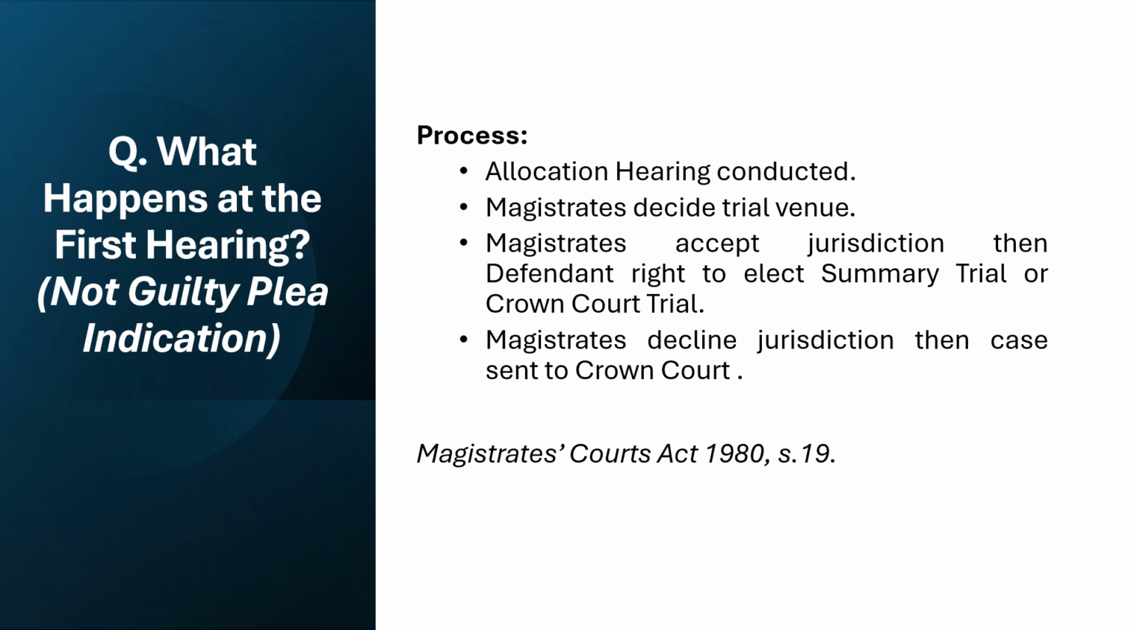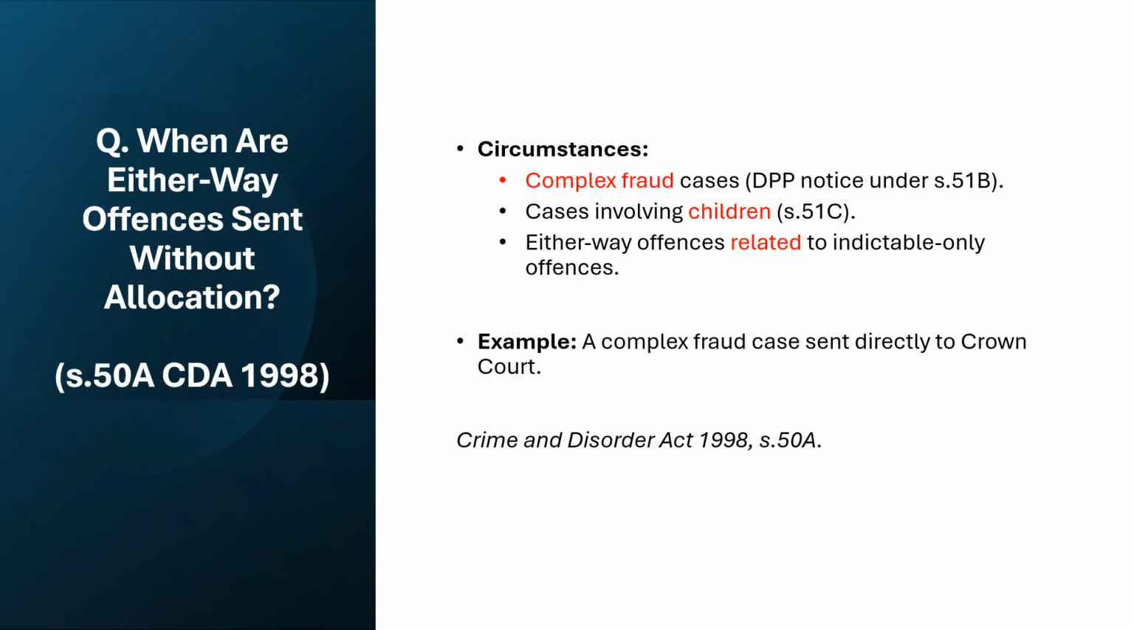If the magistrates decline jurisdiction, the case is then sent to the Crown Court and the defendant has no right to elect. Now, question: when are either way offences sent without allocation? Remember, there are certain either way offences where there is no allocation hearing. The case is just simply sent from the first magistrates court straight to the Crown Court. And these are where there's a complex fraud case or cases involving children as witnesses, or it's an either way offence related to an indictable offence.